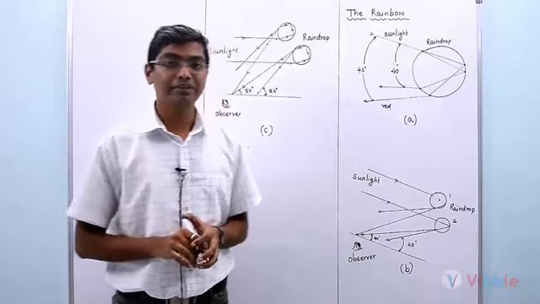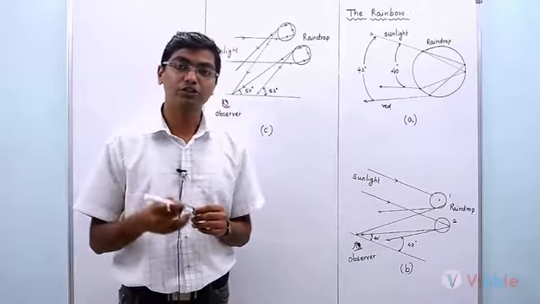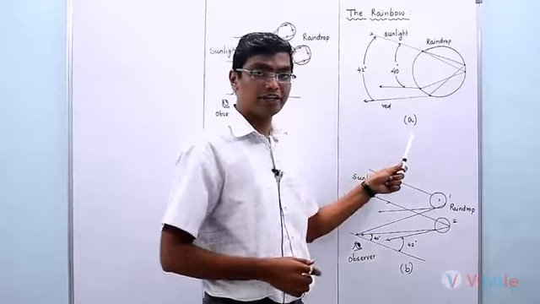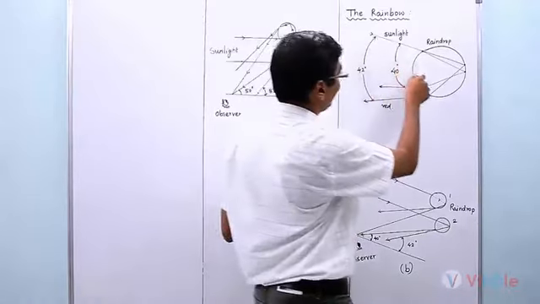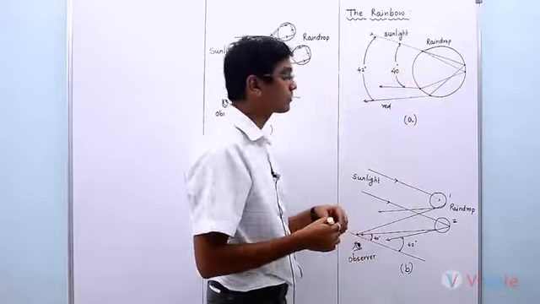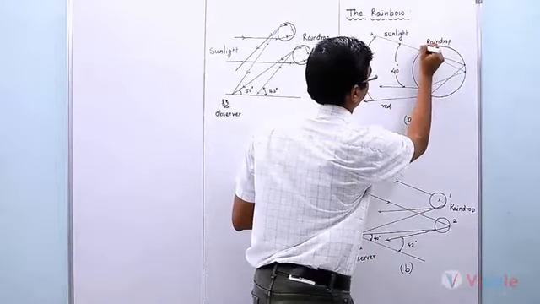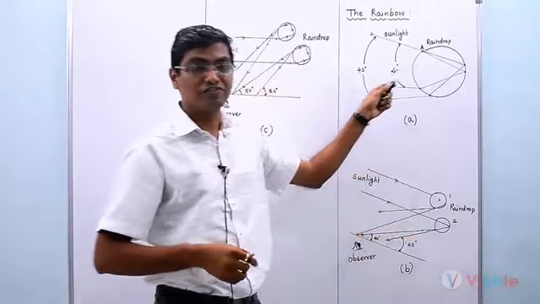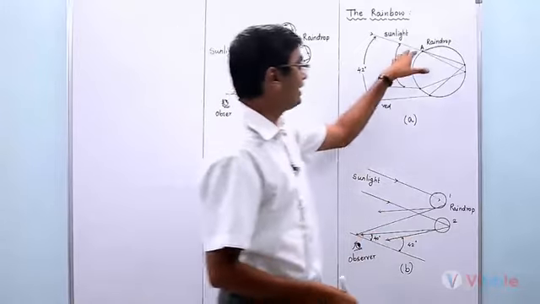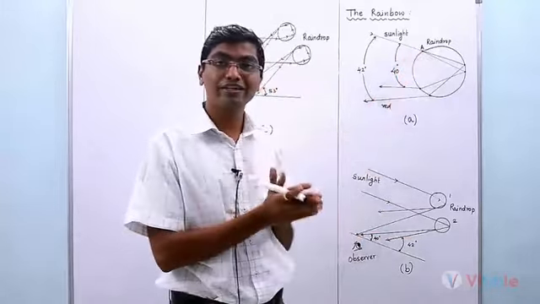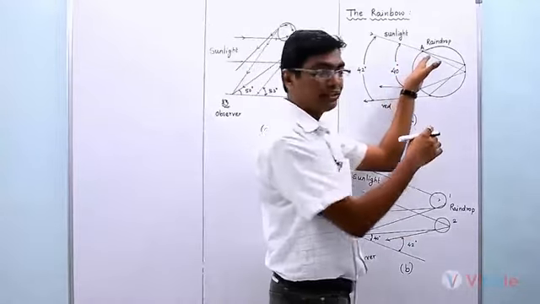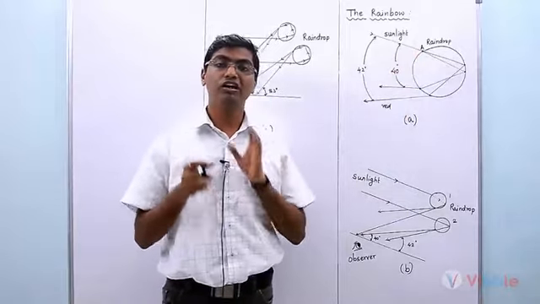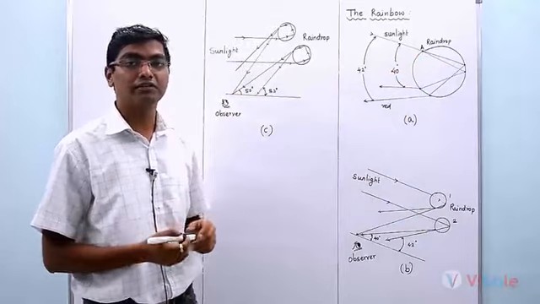To understand this concept, let's understand what happens when white light enters the raindrop. So as you can see in this diagram in figure A, this is the sunlight entering the raindrop. At point A, the ray undergoes refraction. Before that, the white light, because of the dispersion effect, gets separated out into its components. Here we are considering only two components, one is the red light and the other is the violet light.